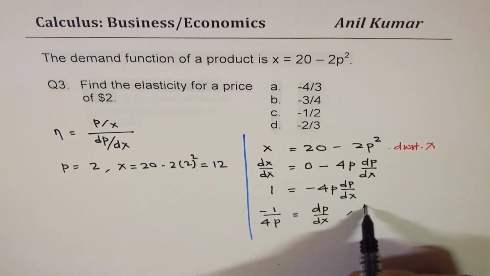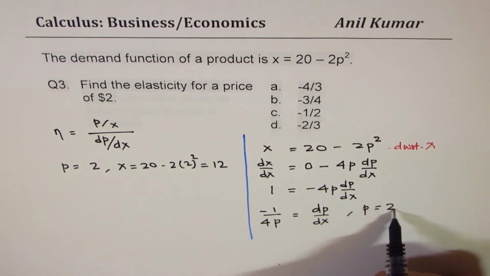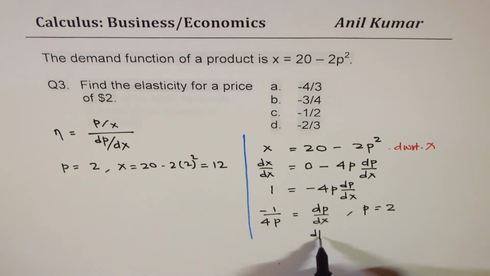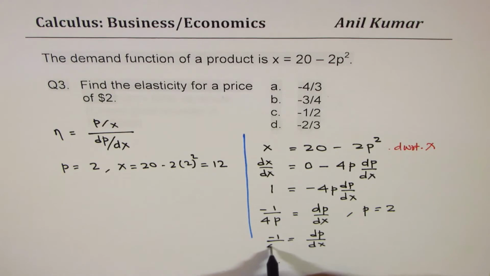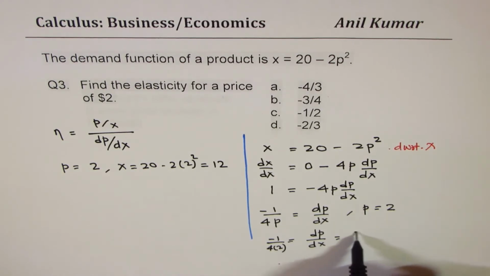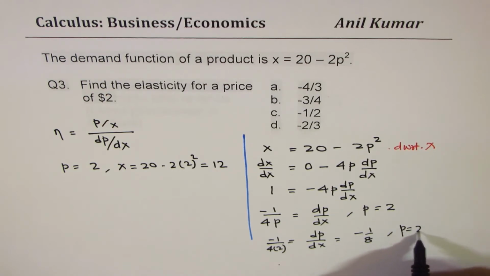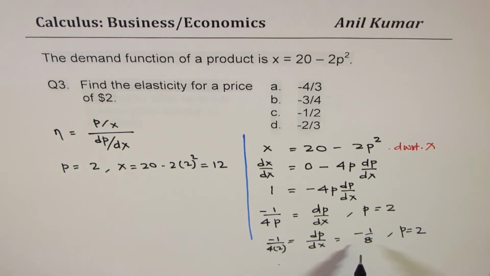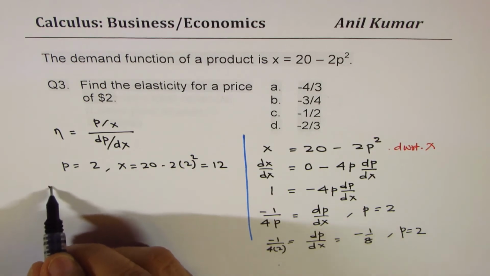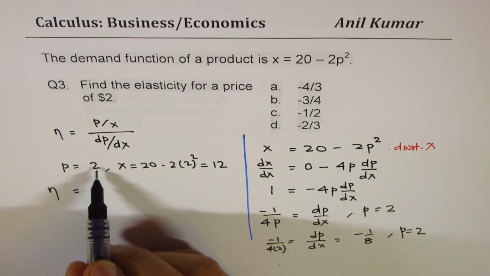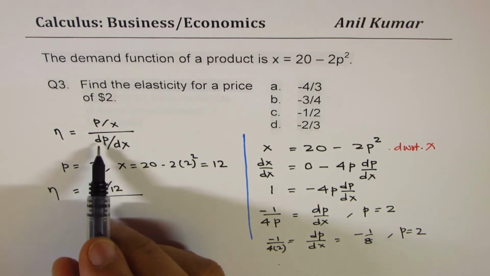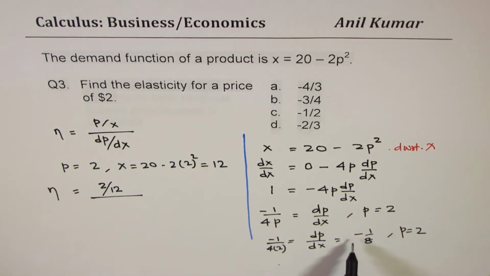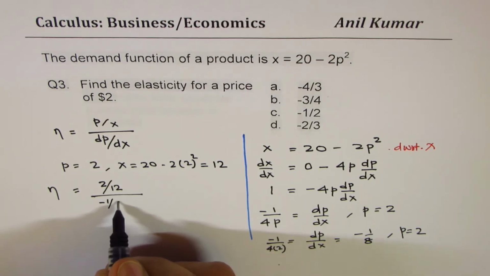So when p is equal to 2, the price is 2, this value dp dx is equal to minus 1 over 4 times 2, or minus 1 over 8, right? This is for p equals 2. So the elasticity for the demand is equal to p, which is 2 for us, over x, which is 12, times dp dx, which is minus 1 over 8, correct?